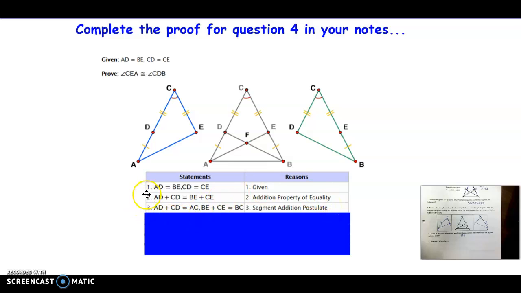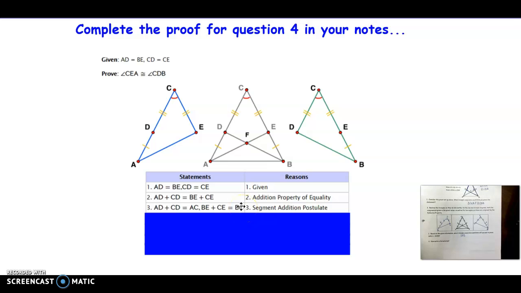Now hopefully you see what we can use with steps 2 and 3. Do you see we have AD plus CD equaling BE plus CE, but I know something else AD plus CD is equal to, and I know something else BE plus CE is equal to. Step 3 tells me AD plus CD is equal to AC. So I can replace AD plus CD with AC. I can also replace BE plus CE with what it's equal to, which is BC.